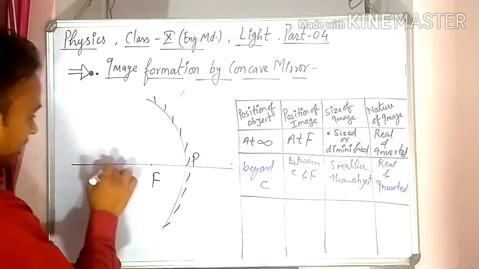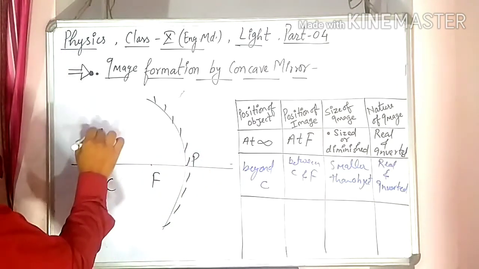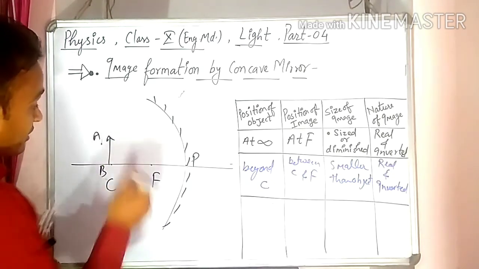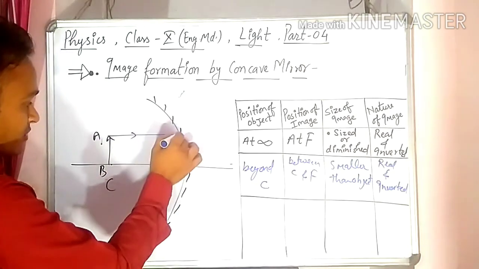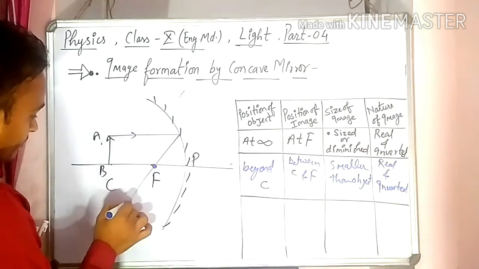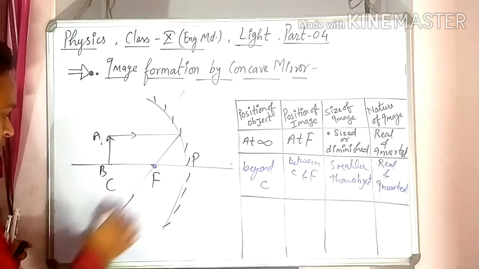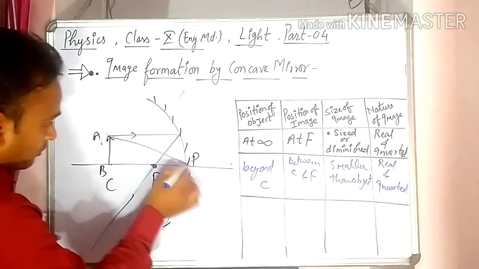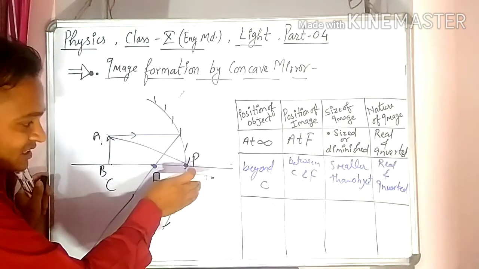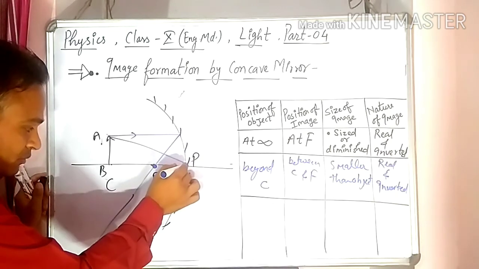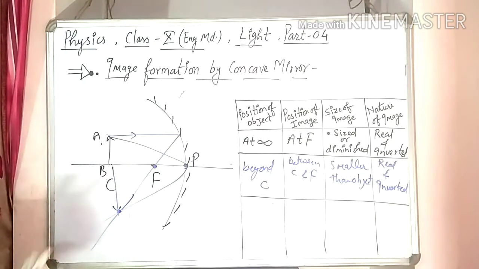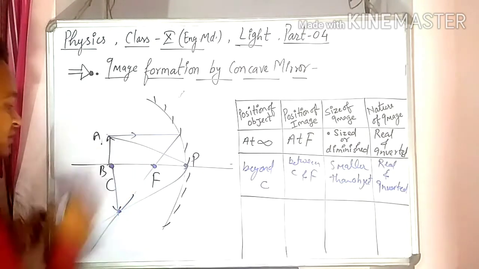At C: P, F, C. Take the object at C, A or B. First, we know that a ray of light which is parallel to the principal axis always passes through the focus. Second, pass it through the pole. When a ray of light strikes the pole of a concave mirror, it will reflect with the same angle. So where do they meet? At C.